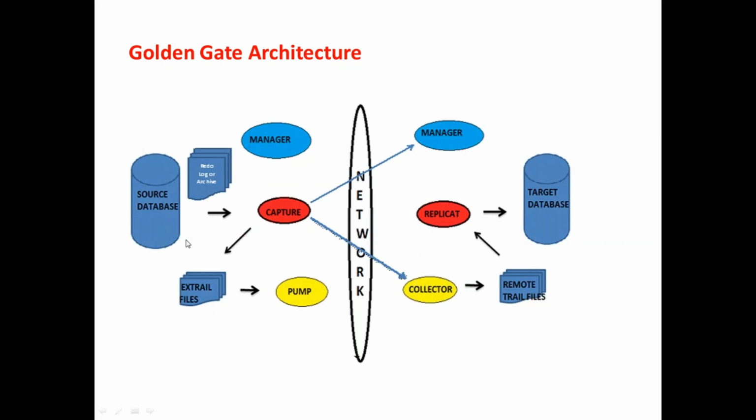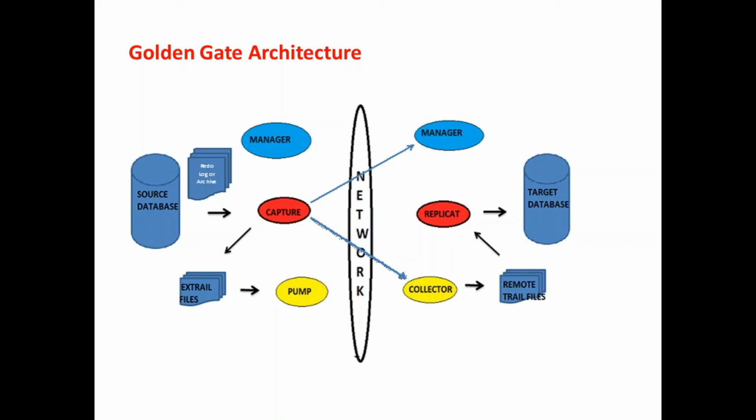Assume the database is down. I restart the database and it comes up. Now capture should know where it left off, where it has to read next time. Or the pump is down, so the pump has to know from where it was reading last time. You cannot manually intervene and do it. It stores the location where it is reading in files which are known as the checkpoint files.